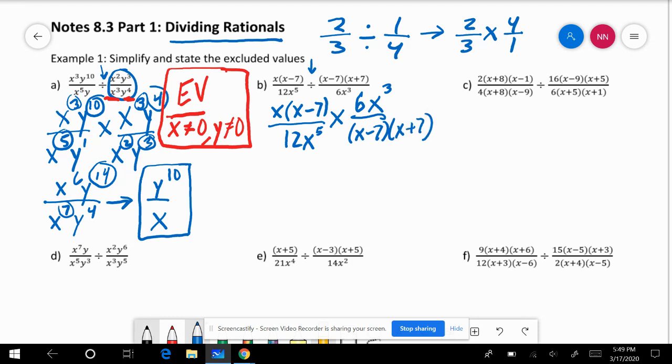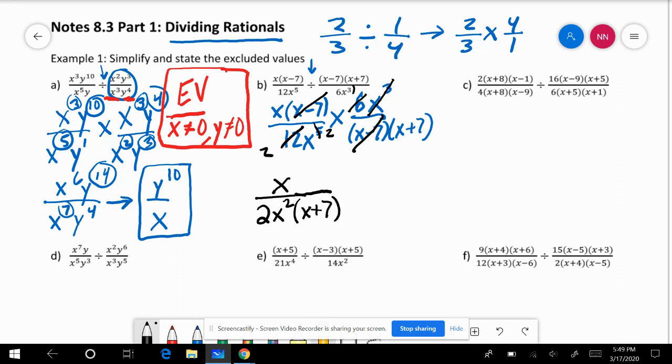Now for the fun part. What we're going to do is we're going to cancel. X minus 7's cancel. The 6 and the 12 cancel. The 3 and the 5 cancel. So what we're left with is x over 2 x squared. And then what we have is x plus 7.